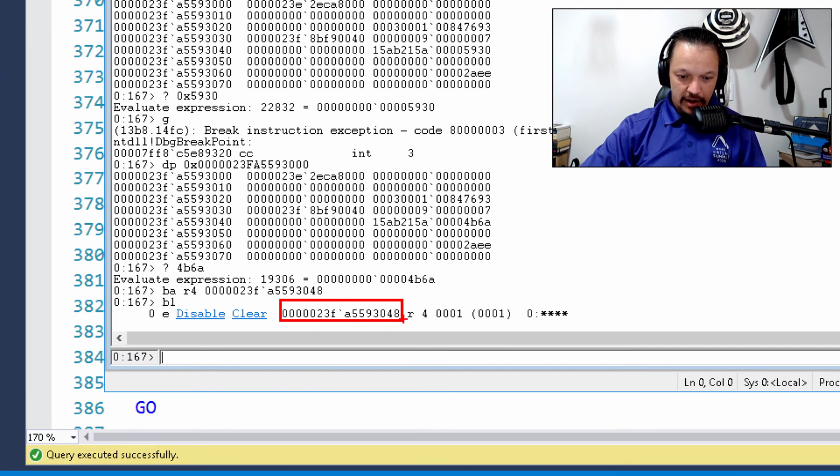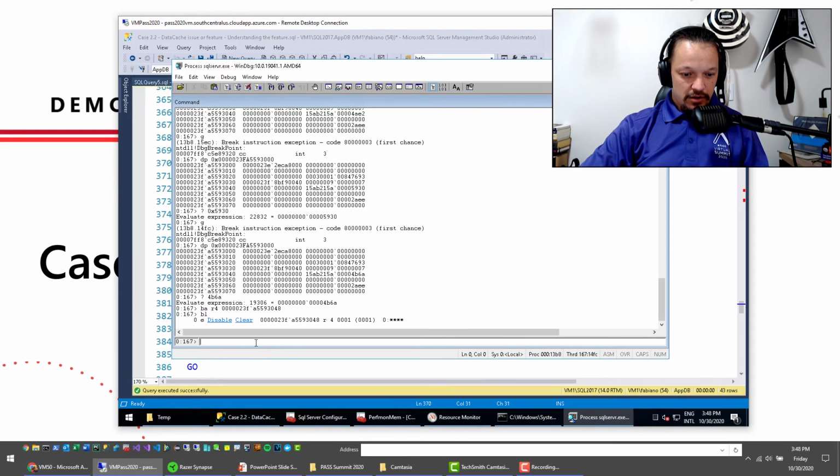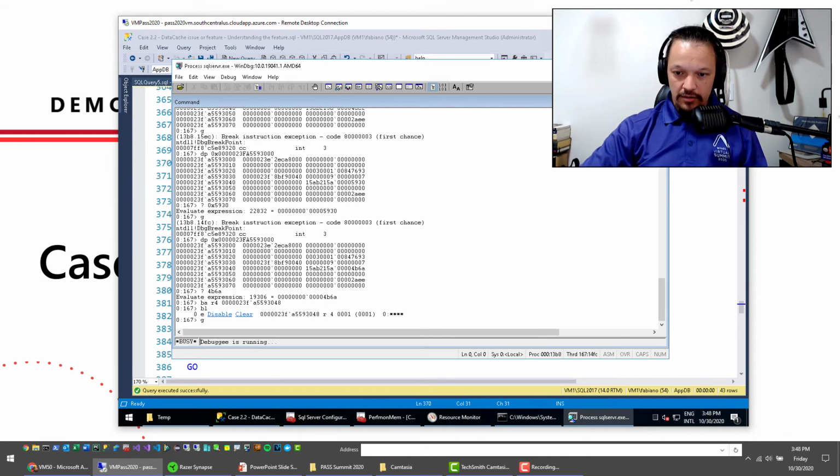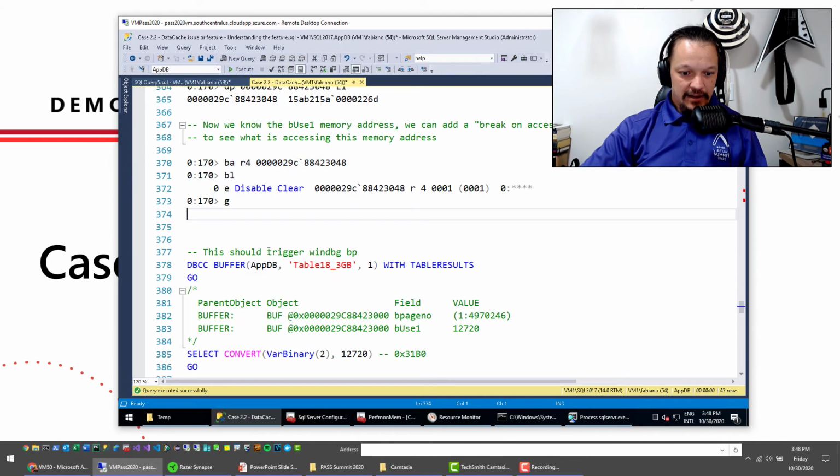So I do have a breakpoint. Every time any of the four first bytes of this memory address is accessed, it should break here in the debugger. Let me go. Okay.